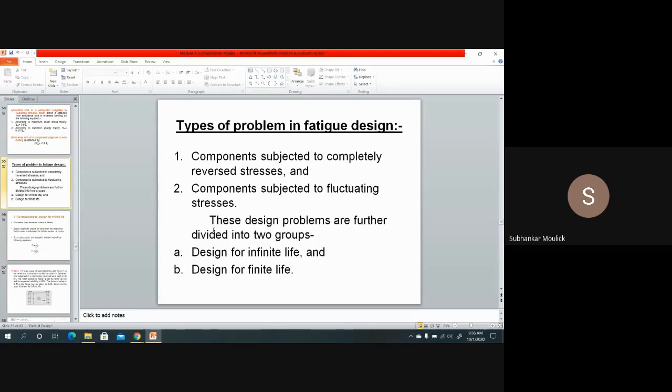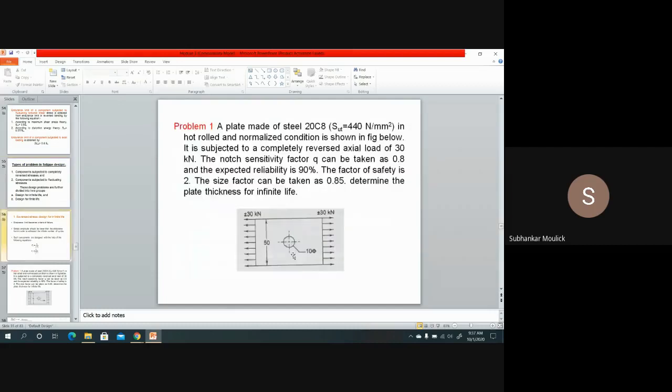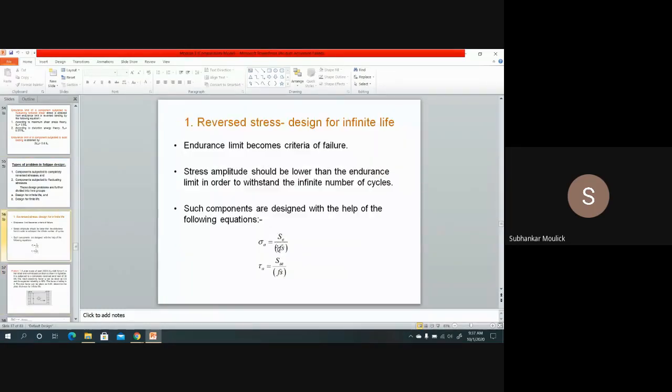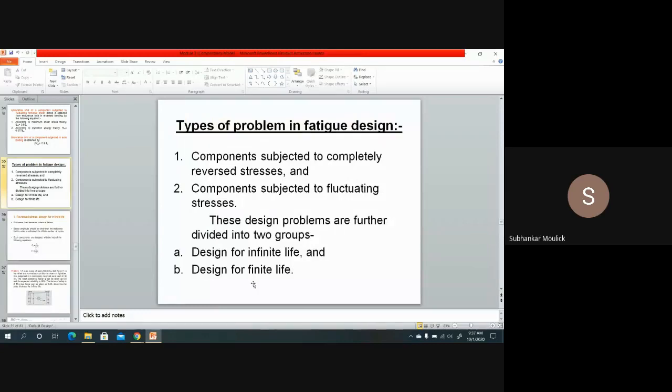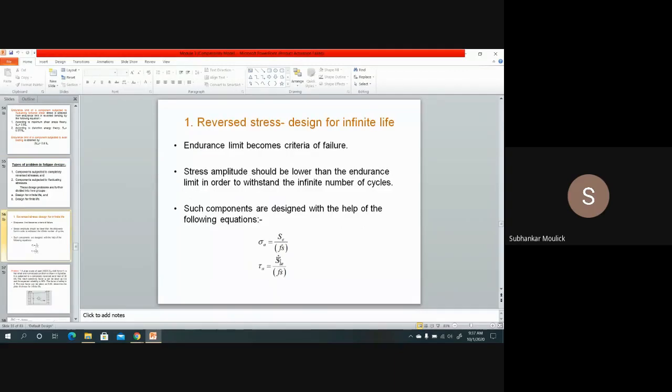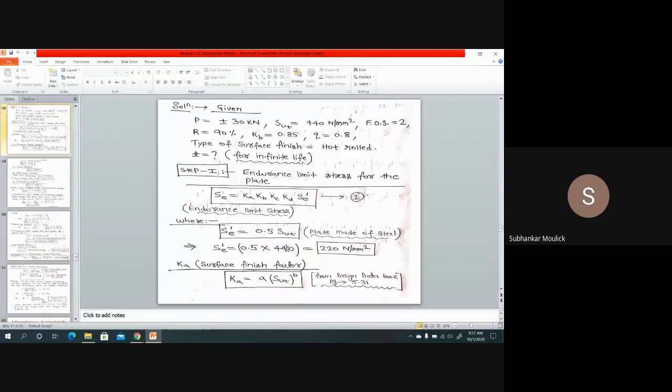In the last class, we discussed that normally a fatigue problem is designed in two ways. If the life of the component is infinite, then how to design that component? And if the life of a component is finite, then how to design that component? In the last class, we did one problem on designing a component on the basis of infinite life. Today, we will solve a problem in which the life of a component is finite. So let us start today's class with this particular topic.